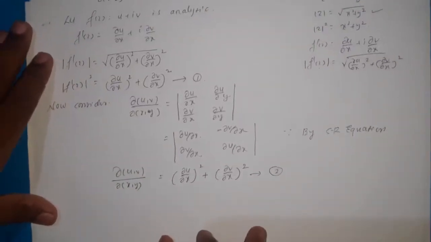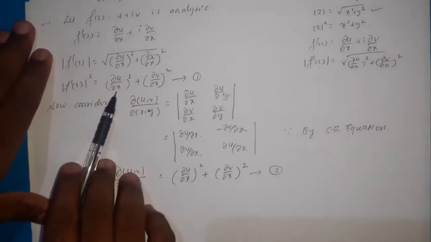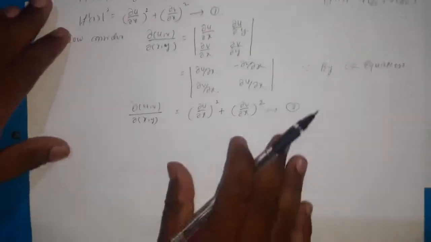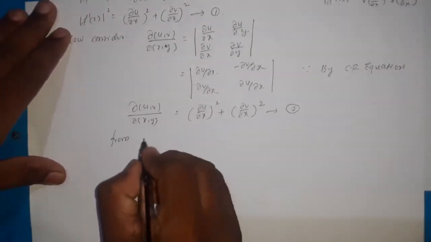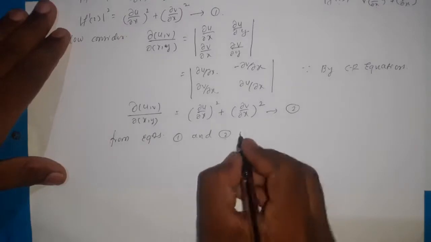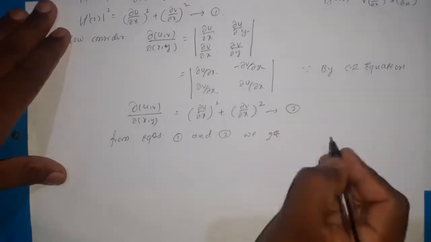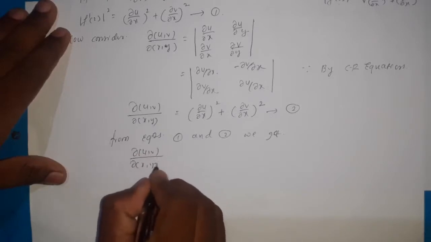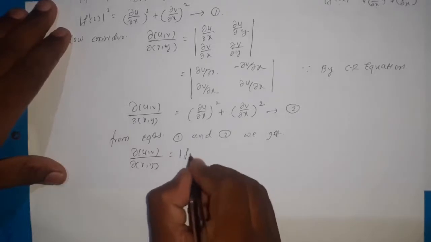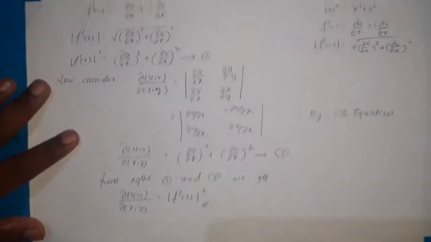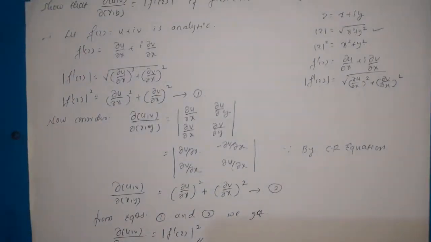So now look at equations 1 and 2. Here it is also (∂u/∂x)² + (∂v/∂x)², here also the same. So therefore from equations 1 and 2 we get ∂(u,v)/∂(x,y) is equal to |f'(z)|². So hence the result. So here we have used the modulus of the complex number and the definition of the Jacobian.